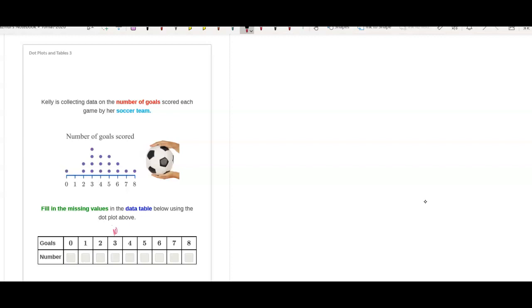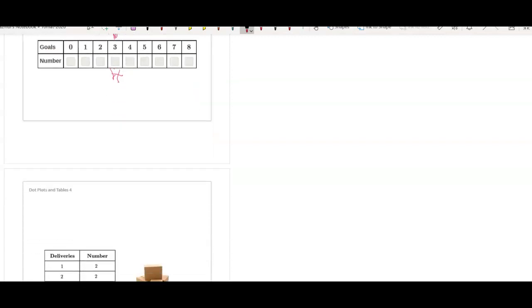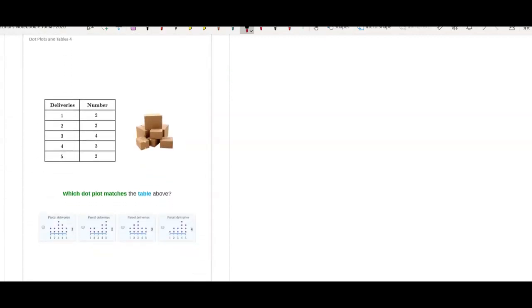okay, how many there are on 3? 1, 2, 3, 4. So I'm going to write 4 over there, 4, right? And which is the mode. Deliveries and the number, which dot plot matches the table above? You should be able to answer that question.